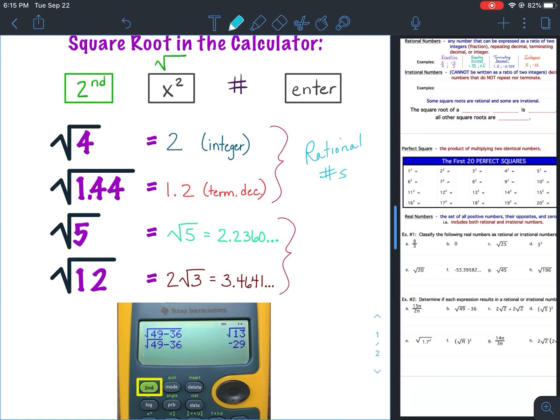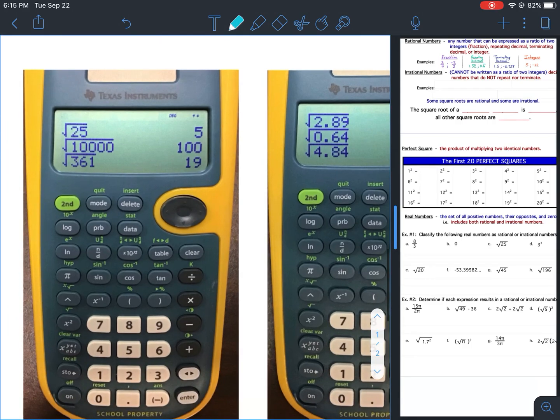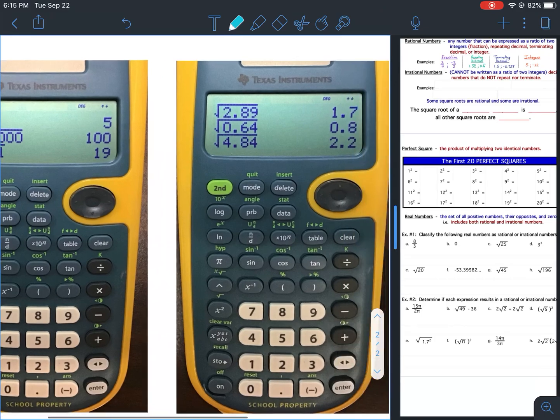But if you look at the square root of 5 and the square root of 12, I did not get the same thing, which I'm going to talk about shortly. Okay, so again, I have a bunch of examples here. Square root of 25, I just get 5. That's an integer answer, so that's a rational number. Square root of 10,000, I get 100. That's an integer. That's a rational number. Square root of 361, I get the answer of 19. That's an integer. So the square root of 361 is a rational number.